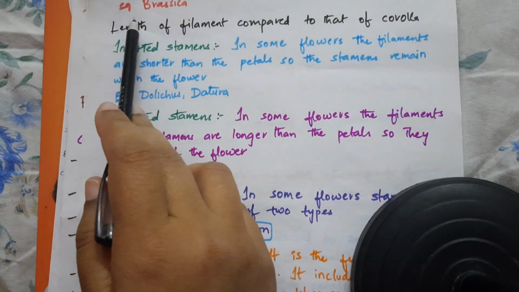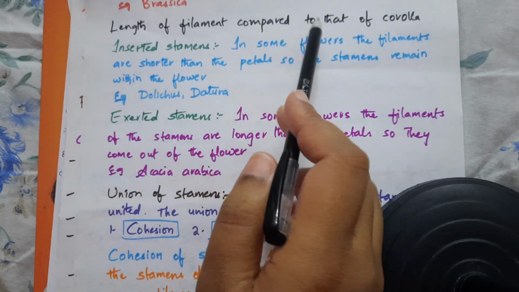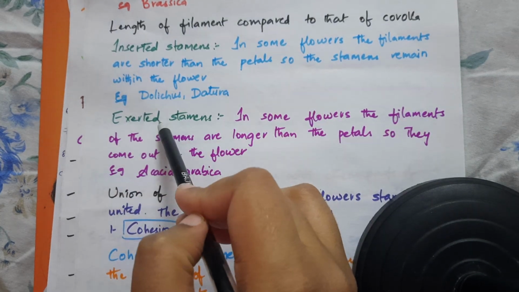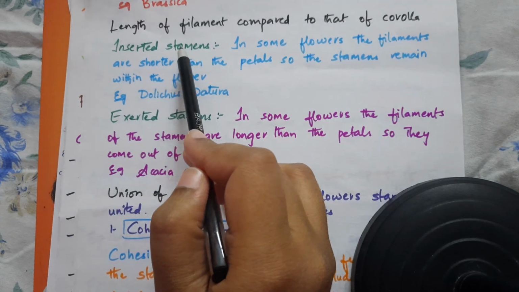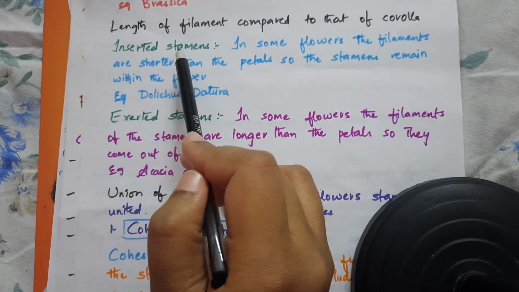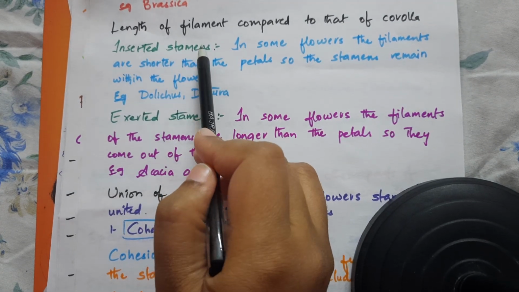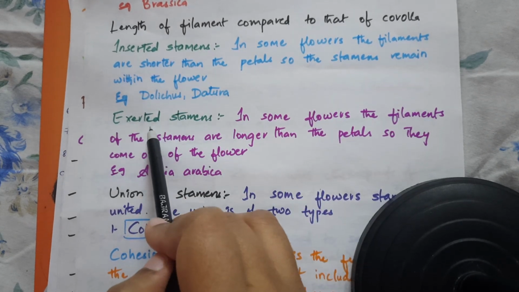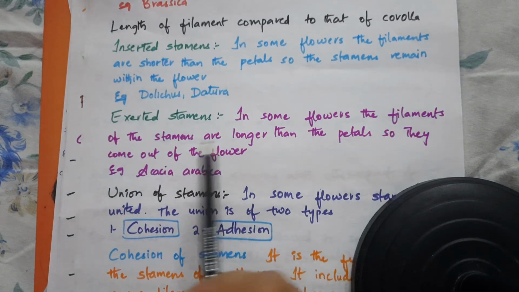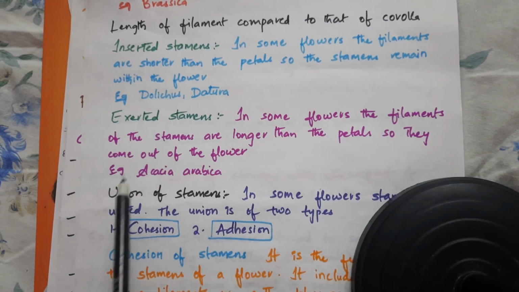So based on the length of the filament, there are two types of stamens. Inserted means here the filaments are short and these stamens remain within the flower. Example is the dolichos and datura. Exerted means here the filaments of the stamens are larger and it will come out of the flower. Example is Acacia.